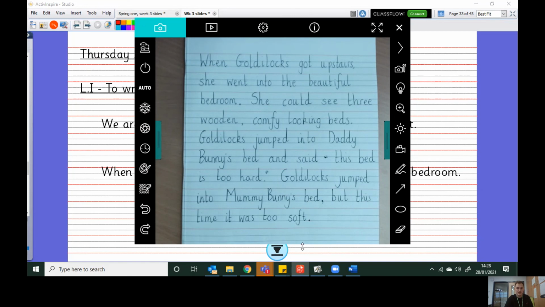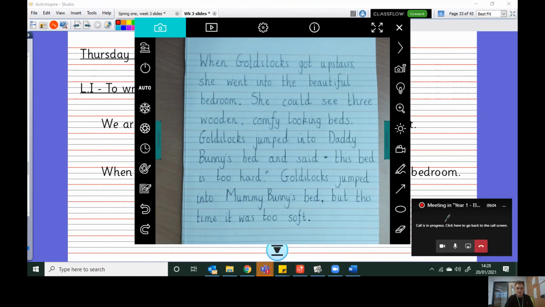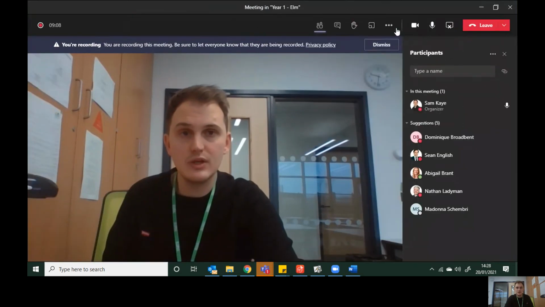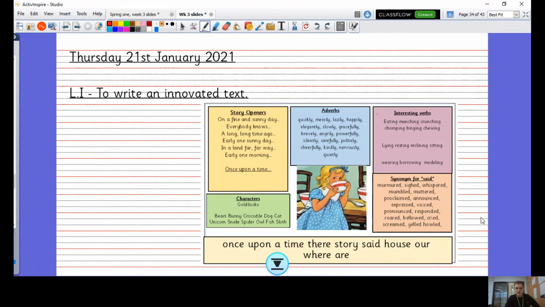Okay, I'm now going to go back to my normal screen and I'm going to share with you some of the resources that you can use. Okay, so here is our presentation again, and here is a lovely word map that I showed you yesterday. Feel free to use some of the lovely sentences and the lovely ideas from here. The synonyms for said, instead of saying said, you could use some different words. You could use some adverbs to describe how Goldilocks jumped in the bed.